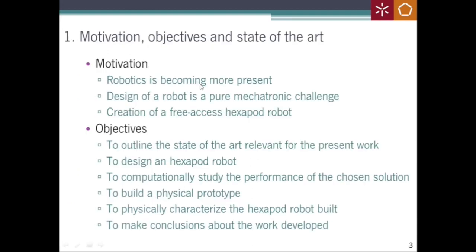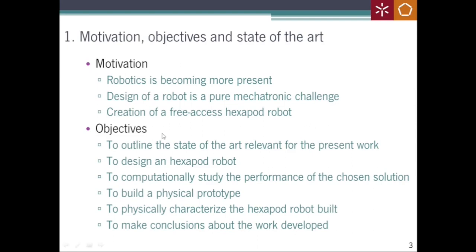This theme was chosen because robotics is playing an increasingly important role in modern societies. The design of a robot is a mechatronic challenge since it needs different areas, and because I wanted to create a free model of a robot that will be available to all interested in this topic.